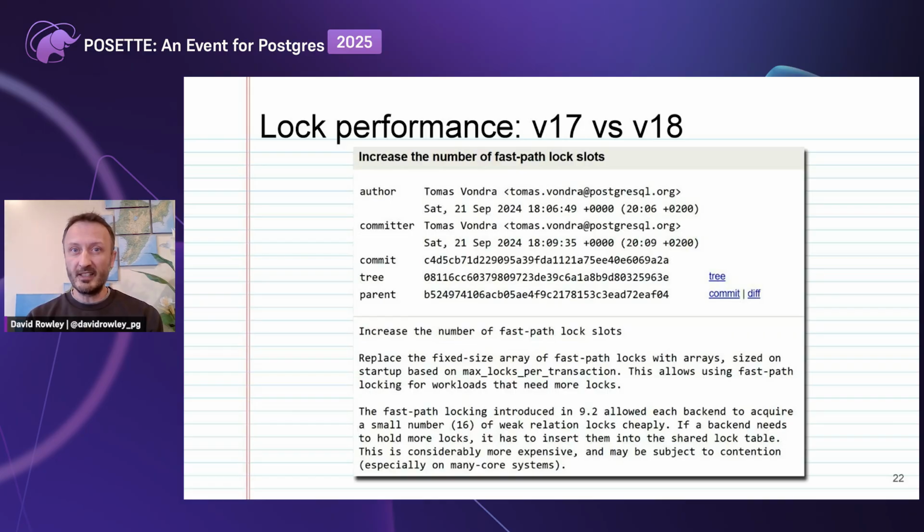Up until now, there have been 16 slots for those fast path locking slots. With partitioning workloads, you could quickly run out. 16 partitions isn't a huge number. If you had 24 partitions, then you would quickly fill up. You consume all those 16 locking slots, and subsequent locks would need to spill out into that shared lock table.